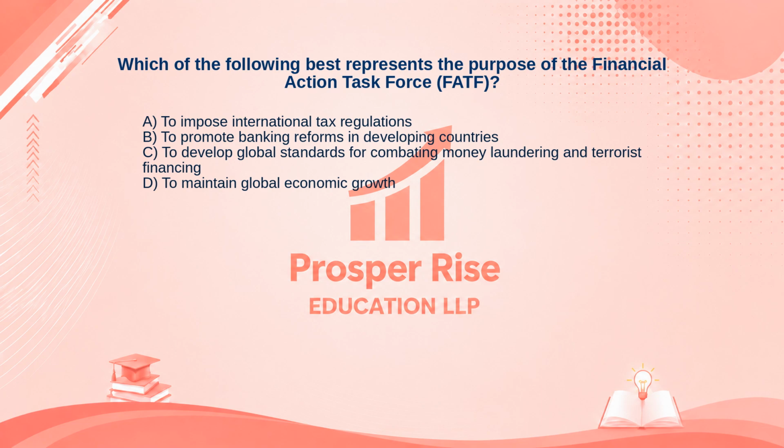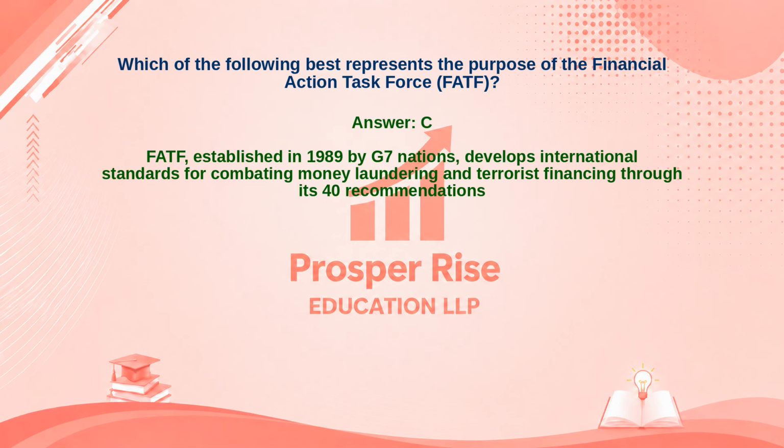Here are your options. A. To impose international tax regulations. B. To promote banking reforms in developing countries. C. To develop global standards for combating money laundering and terrorist financing. Or D. To maintain global economic growth. Take a moment to pause the video and decide. The correct answer is option C. Let's see why.